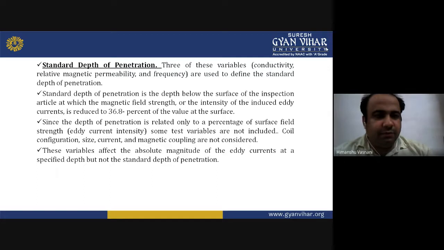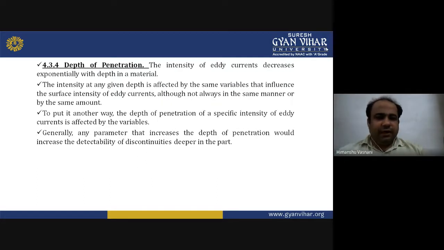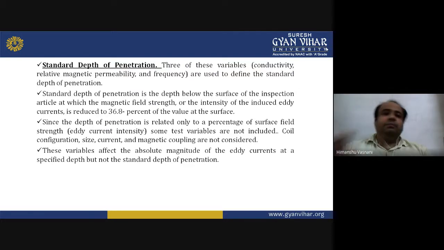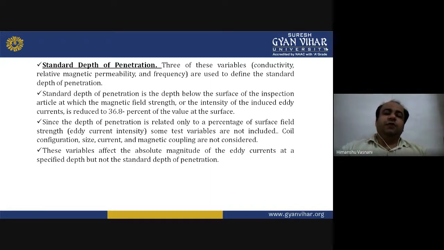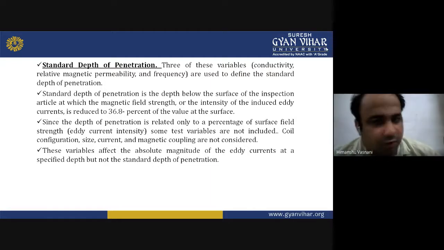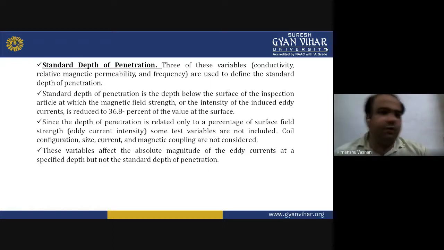What we just studied is the depth of penetration, where the intensity of eddy current decreases exponentially with depth in a material. But now we are talking about the standard depth of penetration. Three variables are used to define the standard depth of penetration. What are the three variables? Conductivity, relative magnetic permeability, and frequency.